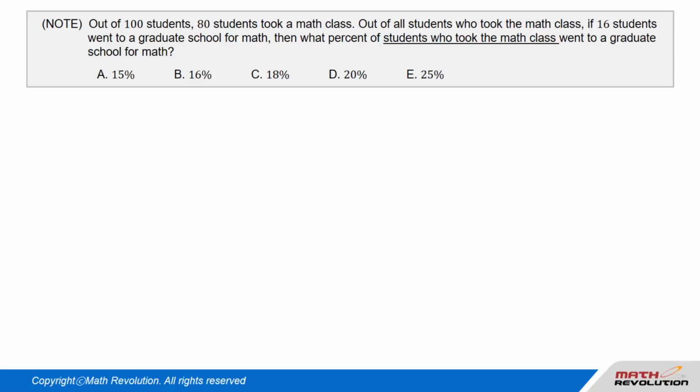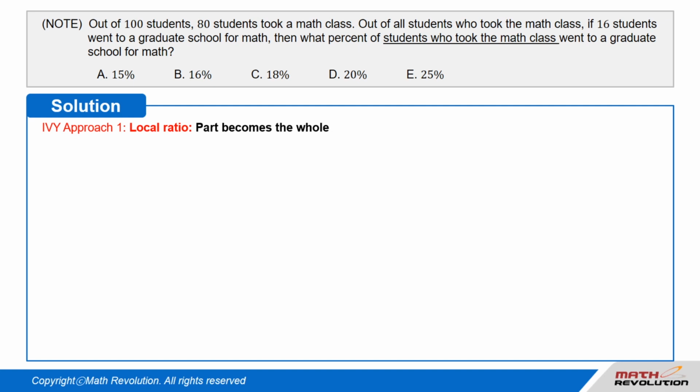Question. Note. Out of 100 students, 80 students took a math class. Out of all students who took the math class, if 16 students went to a graduate school for math, then what percent of students who took the math class went to a graduate school for math?